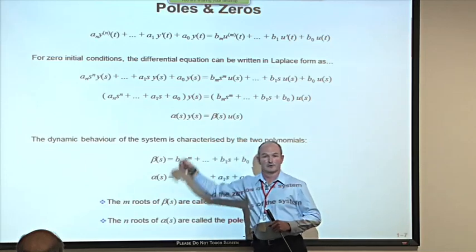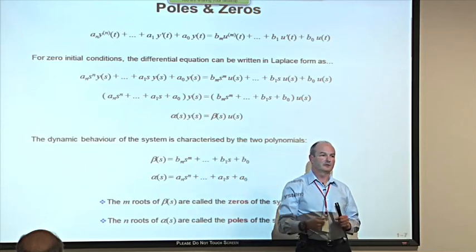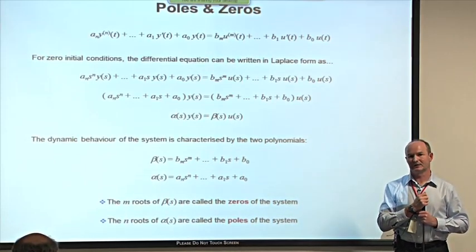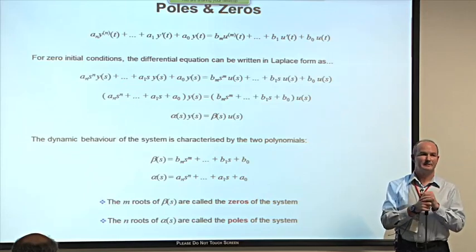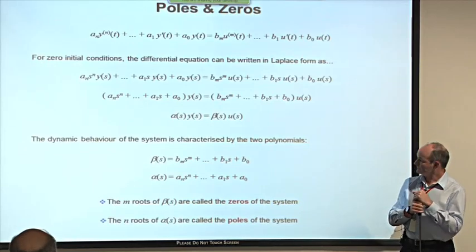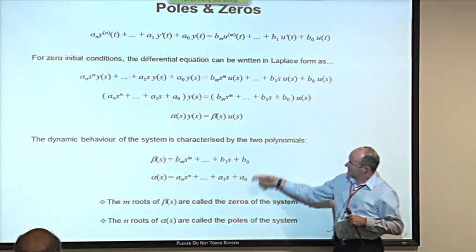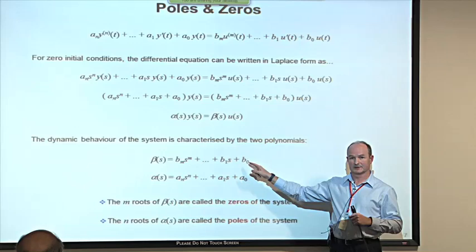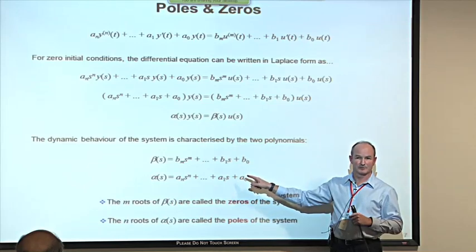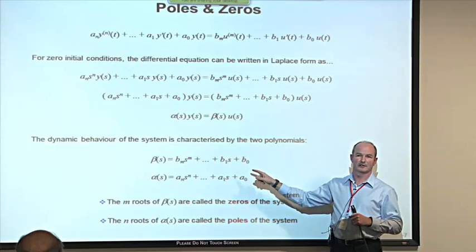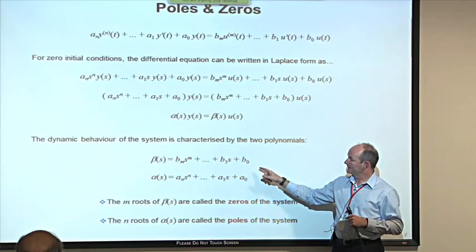Now, like all polynomials, these things have roots. Polynomials have roots. That's the values of the independent variable that make them 0. They're called the roots. And in general, any nth order polynomial, n can be some integer, any number you like, will have n roots. And those roots have names. In fact, the roots of the beta of s polynomial are called the zeros of the system, and the roots of the alpha of s polynomial are called the poles of the system. Those things tell us a lot about the dynamics of this system.